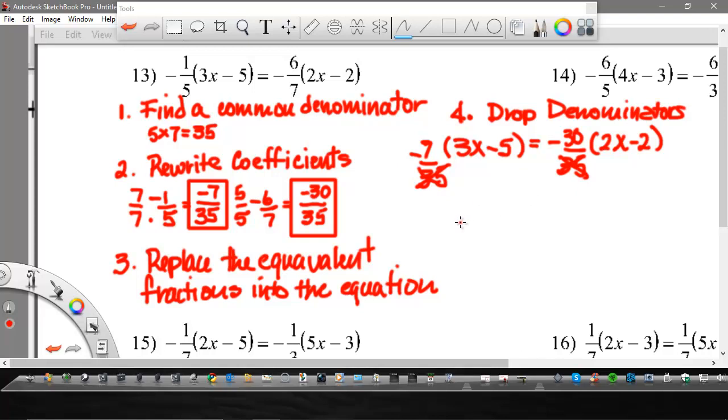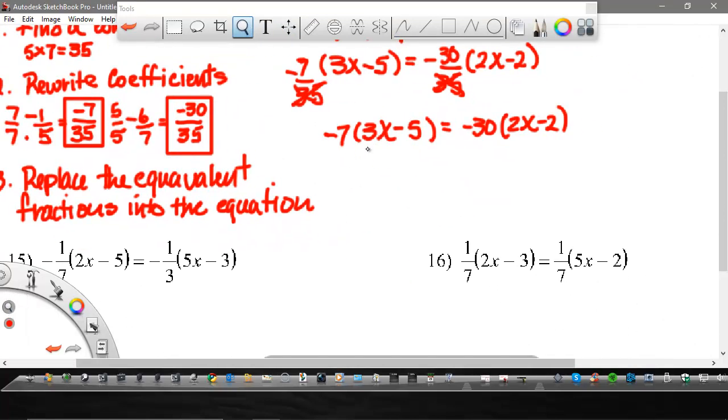I have a negative 7 times 3x, subtract 5, equals a negative 30 times 2x minus 2. Now to finish solving this equation, we'll take this outside number and multiply it to both the inside numbers. A negative 7 times 3x and a negative 7 times a negative 5, a negative 30 times 2x and a negative 30 times just the 2.